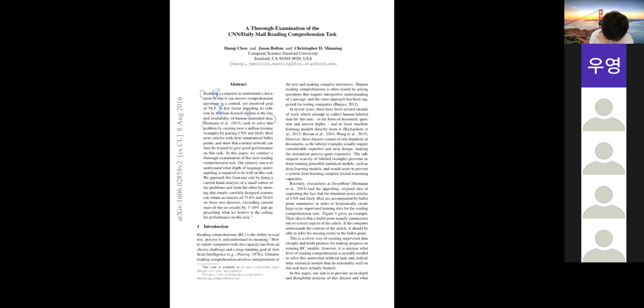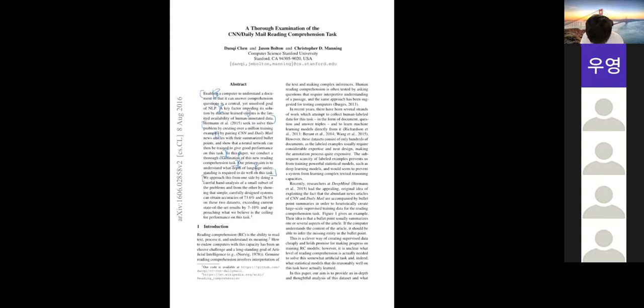Hermann et al., which we just read, seek to solve this problem by creating over 1 million training examples by pairing CNN and Daily Mail news articles with their summarized bullet points, and show that a neural network can then be trained to give good performance on this task. This is also kind of background. In this paper, we conduct a thorough examination of this new reading comprehension task. So this is what they're doing. So it's kind of a proposal, right? And our primary aim is to understand what depth of language understanding is required to do well on this task. They're talking about what they're doing too.